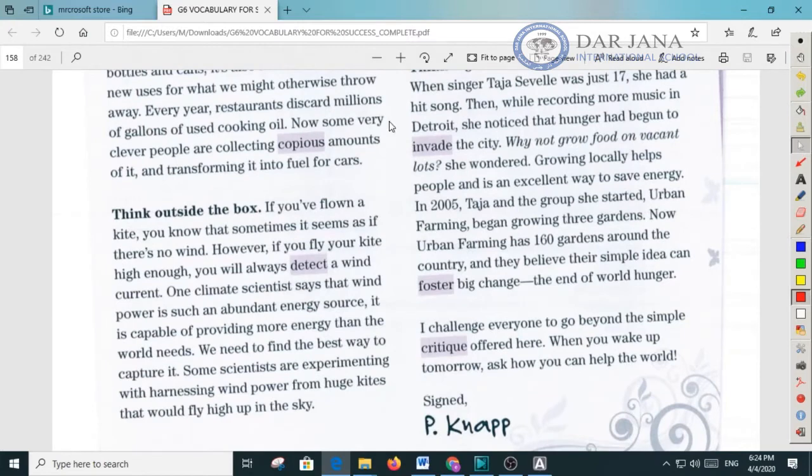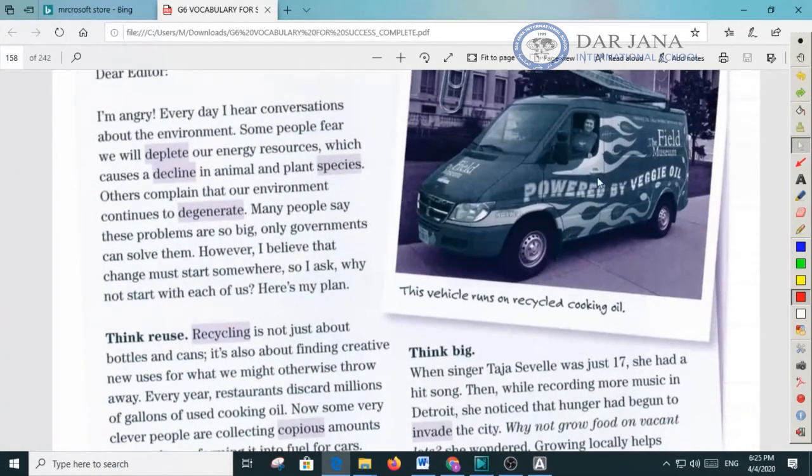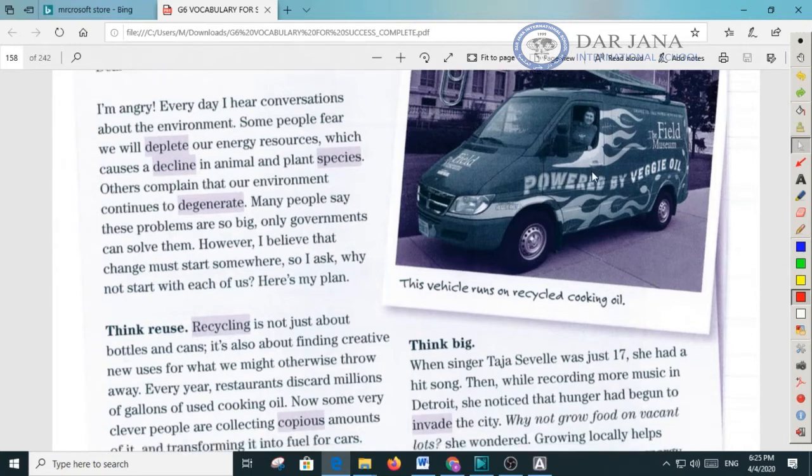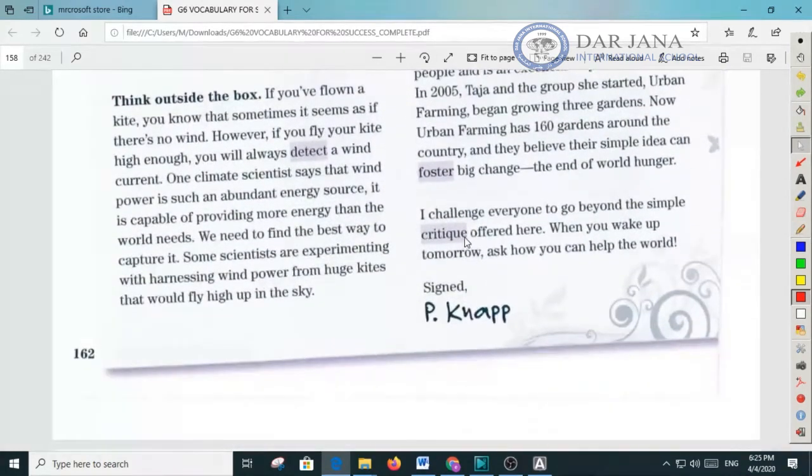Now, some very clever people are collecting copious amounts of it and transforming it into fuel for cars. That's why we saw this here, you know. Powered by veggie oil. Now, veggie oil is coming from vegetables. And he's saying that, okay, the engine is powered by veggie oil. So it's a type of oil that they are reusing to power the engine of this car.